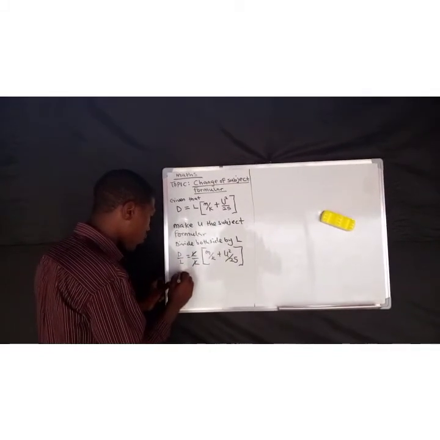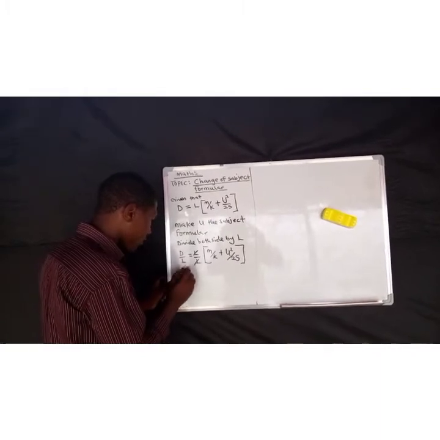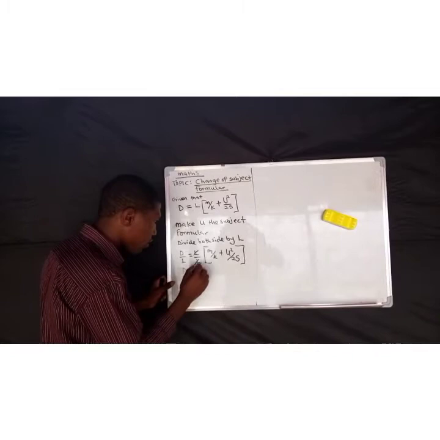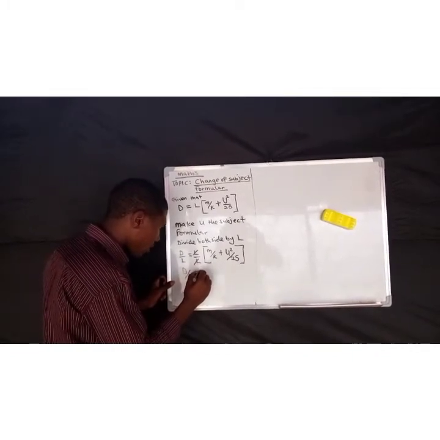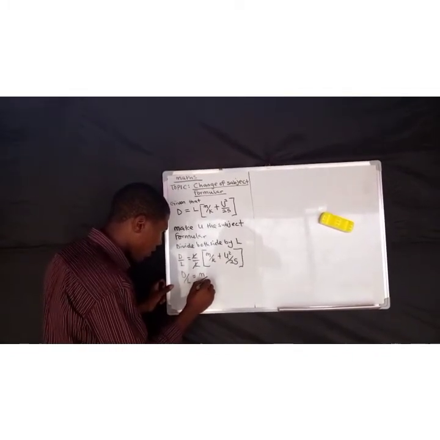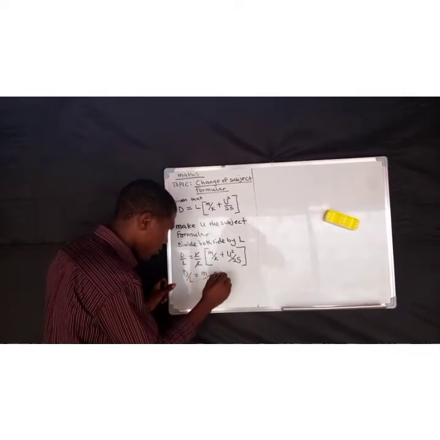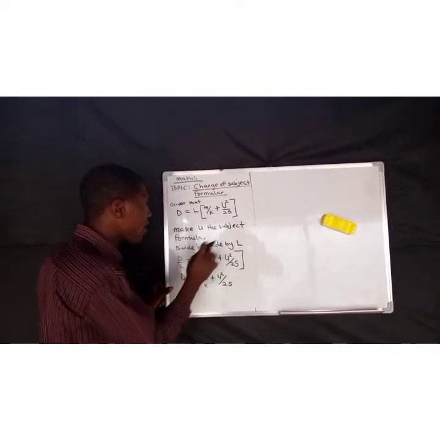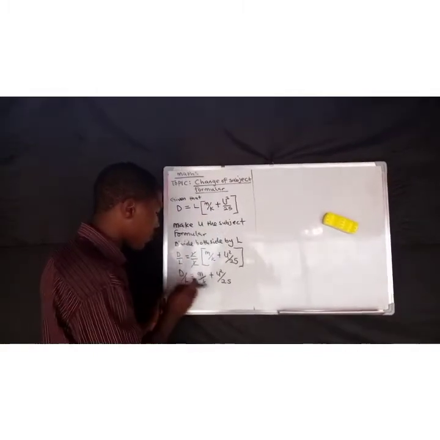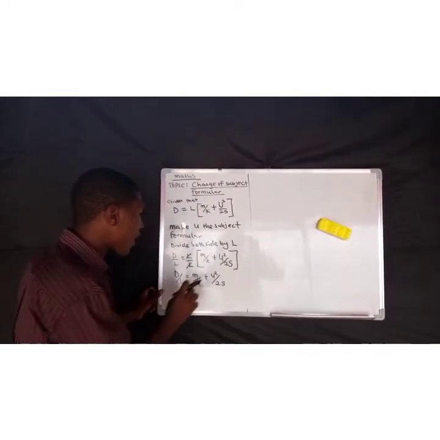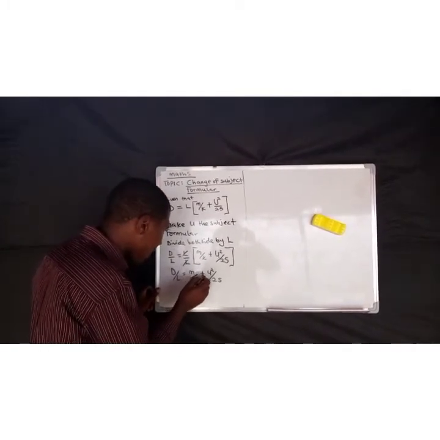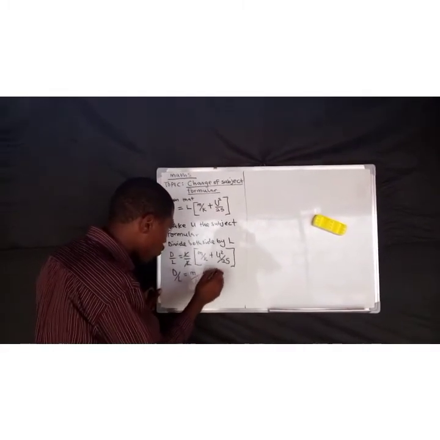This L will cancel L, so this expression reduces to D over L is equal to M over K plus U square over 25. So I've removed L from here, and it has gone to the left-hand side. Now the next thing I can see is that M over K is being added to the expression U square over 25.